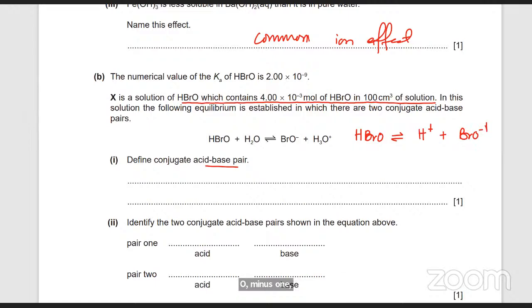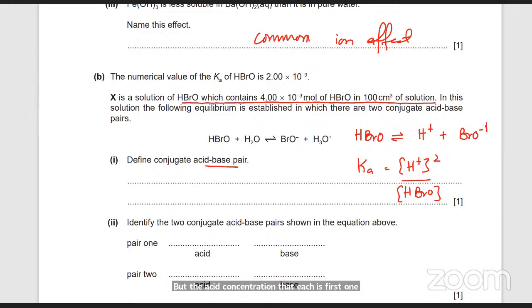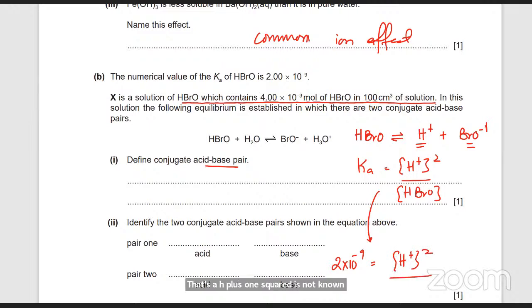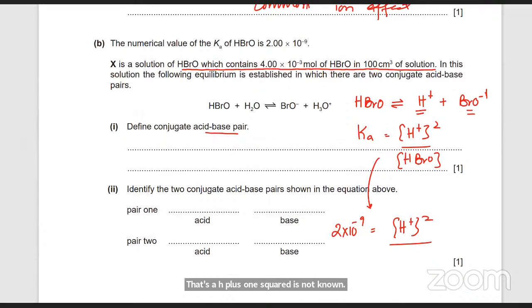That's exactly the same. So your K expression will be what? It's going to be H plus 1 squared divided by what? HBrO? Well, the acid concentration. H plus 1 concentration squared divided by the acid concentration. These two ions may produce equal quantity. So you've got your K. K is already given. That's 2 times 10 to the power minus 9. Okay, H plus 1 squared is not known, but HBrO concentration is given. How much is the concentration? That's 4 times 10 to the power minus 3 moles. In how many dm cube? In 0.1 dm cube, right?